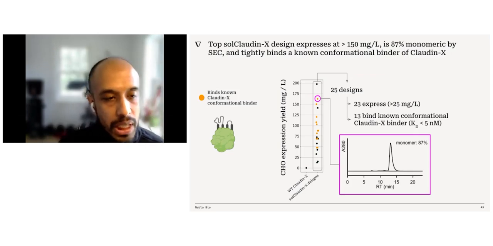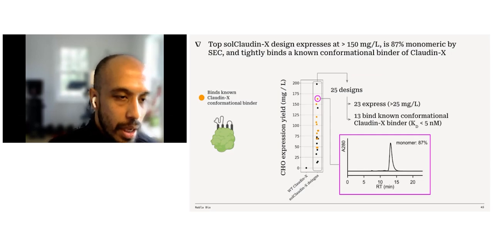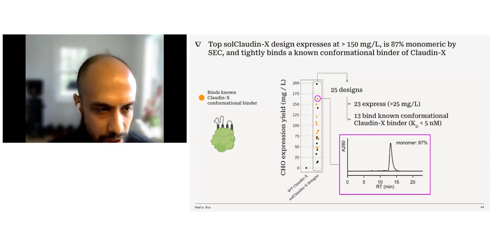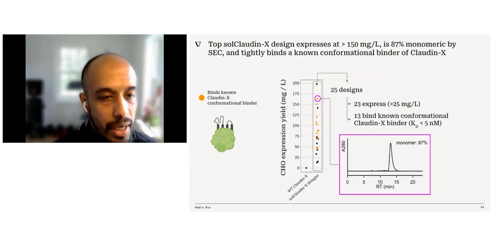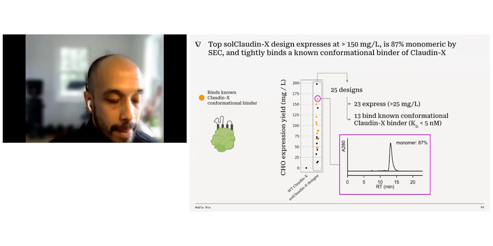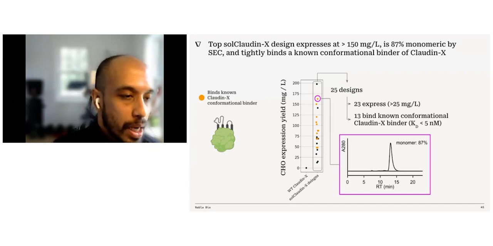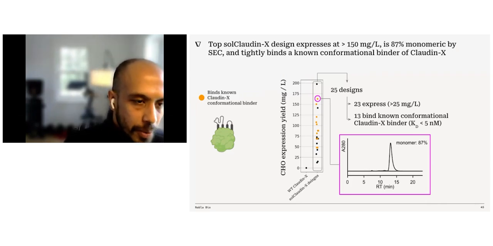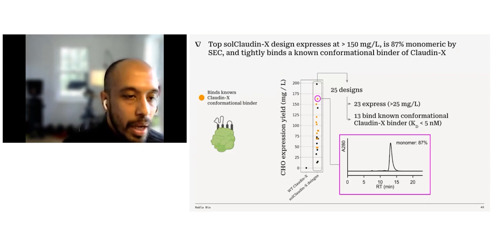So as evidence, we've succeeded in that goal. We characterized three different things. How well does this soluble proxy express in a mammalian production system? What does the monomericity of that look like? And if possible, does this soluble proxy bind known conformational binders of the native target protein? So if we look at all of those properties here, if you were to try to take just the wild type Claudin X and express that in a CHO-based system, as expected, you basically see no expression.